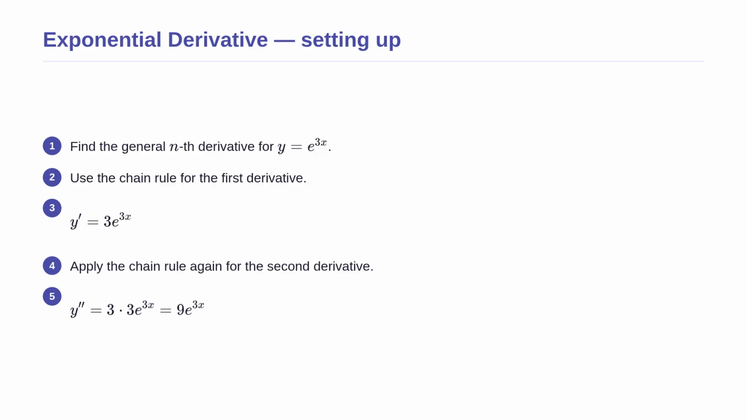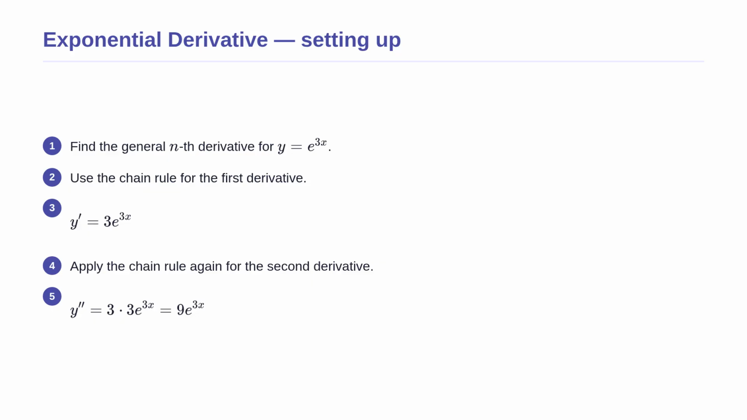Applying this idea of finding patterns, let us find the general nth derivative for the exponential function, y equals e to the power of 3x. We start by finding the first derivative using the chain rule. The derivative of the inside function, 3x, is 3. So the 3 comes down to the front, giving us y prime equals 3e to the 3x.